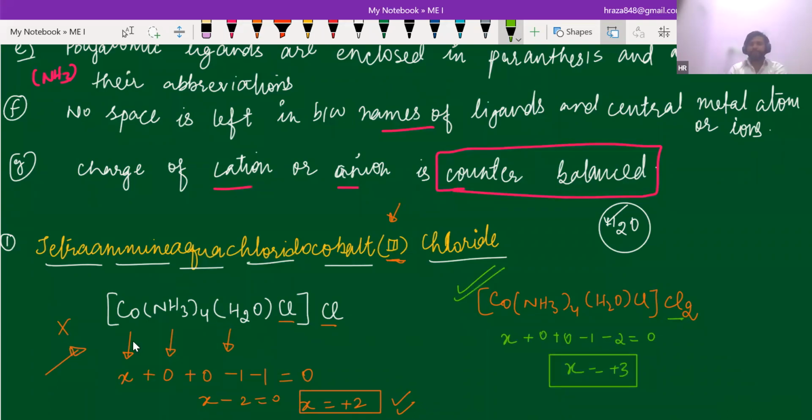Is that clear, Anushka? The charge will be balanced with the help of counter ions. So please do write it.